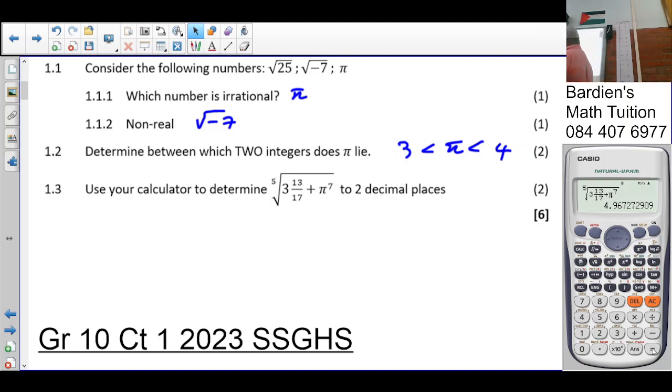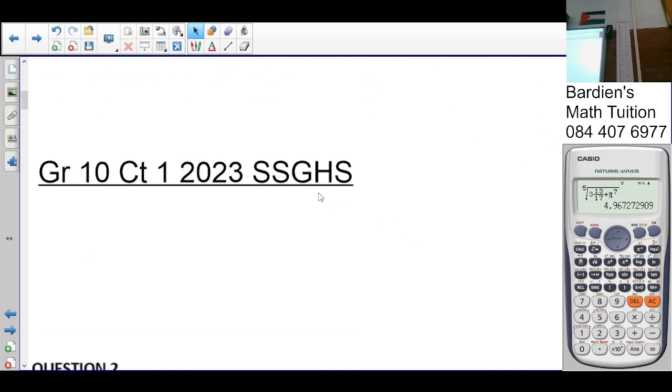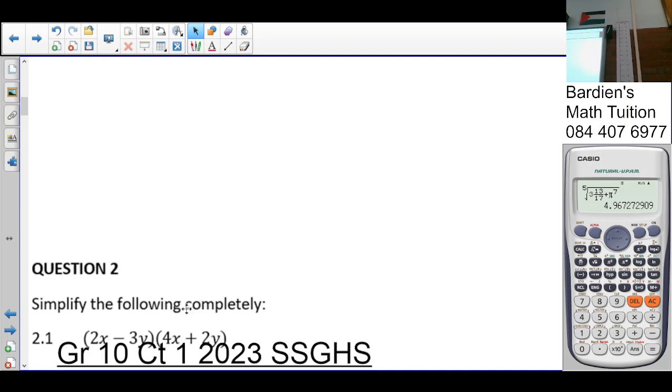4,97. Because they wanted it to 2 decimal places, 4,97. The number that is following the 6 is greater or equal to 5. That is why it changes. Okay. You all okay with that, people? They get you 6 marks. Alright. Let's go to question 2.